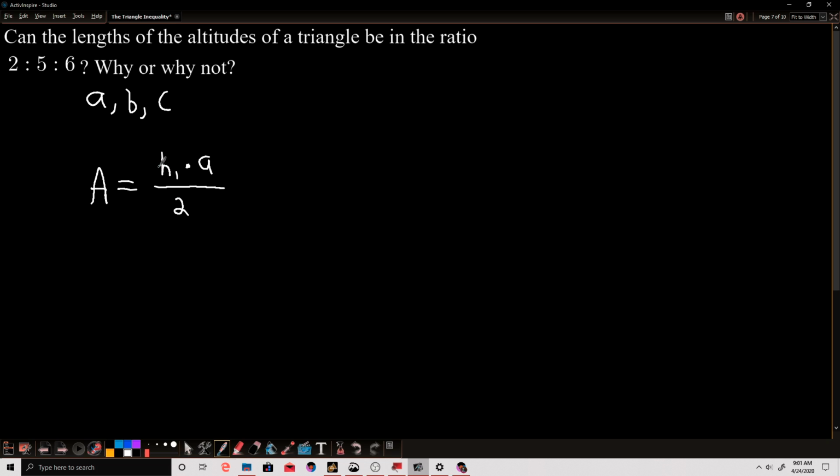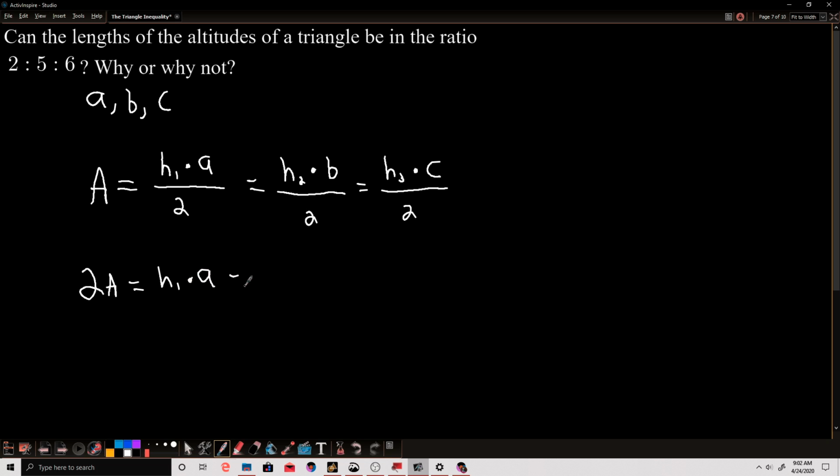So, height 1 is going to be the height that goes down to the base of A. That must be equal to some height 2 or altitude 2 that's drawn from the vertex and hits the base B over 2. And you could probably see where I'm going. The third height multiplied by the base C over 2, they're all equal to the same area. Now if we think of it, we multiply everything by 2. We have that 2a, 2 times the area, is equal to h1, your height 1 times the base A, your height 2 times the base B, and your height 3 times the base C.